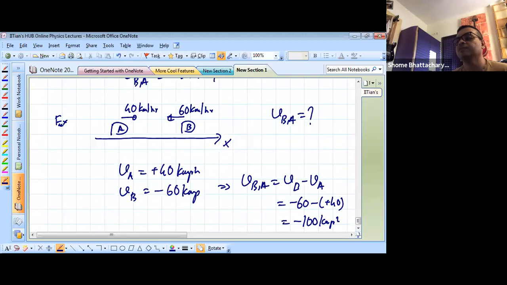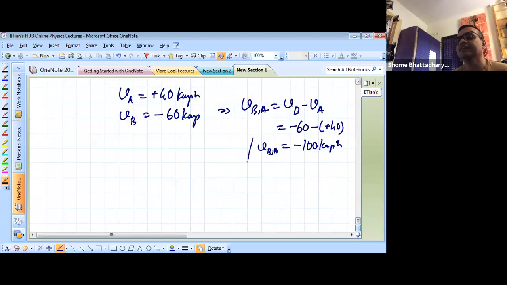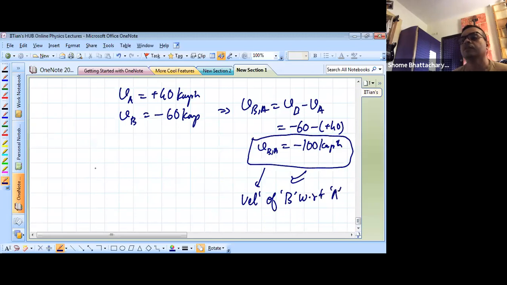So what does the sign tell me? It tells me that sitting in car A, B's velocity looks like what? It looks like it's in the negative direction at 100. So the information this is giving me is what? It is the velocity of B with respect to A. So that means you are sitting inside the car A.